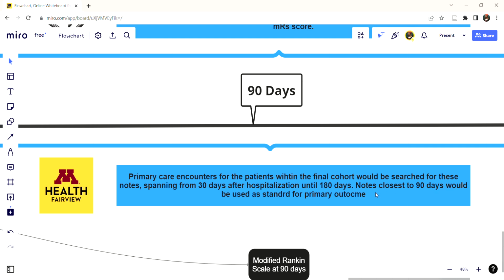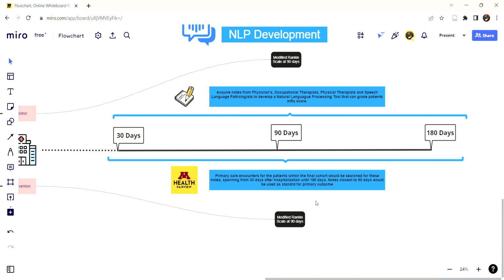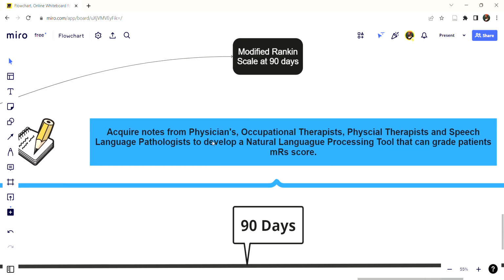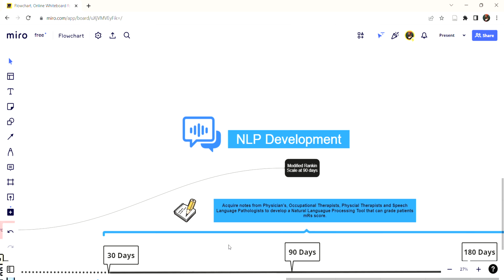And notes closest to 90 days will be the standard for the primary outcome, meaning that if a patient in the cohort has a lot of notes in this time frame, we're going to try to use the ones closest to 90 days as the standard for the mRS assessment. And hopefully we can get lots of different types of notes, not only physicians' notes, but also occupational therapists' and physical therapists' and speech language pathologists' notes. So we can build a natural language processing tool that can grade patients automatically or through automation in the mRS score. And those are the goals of the project.